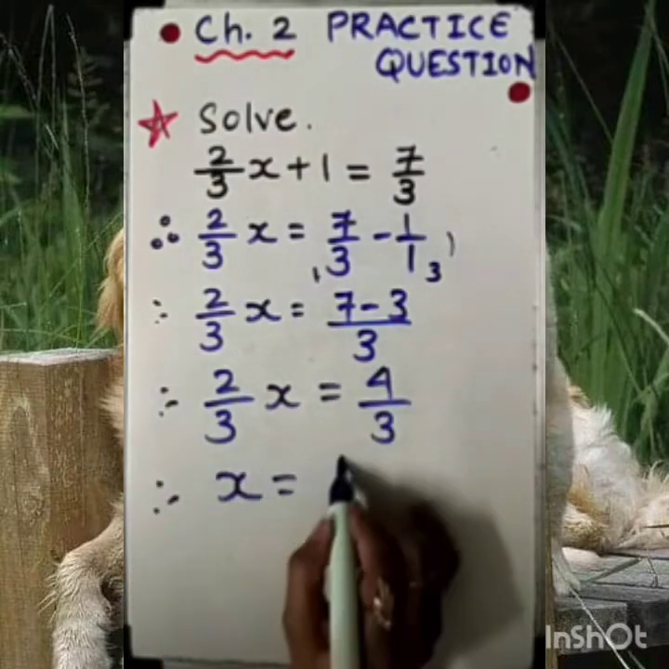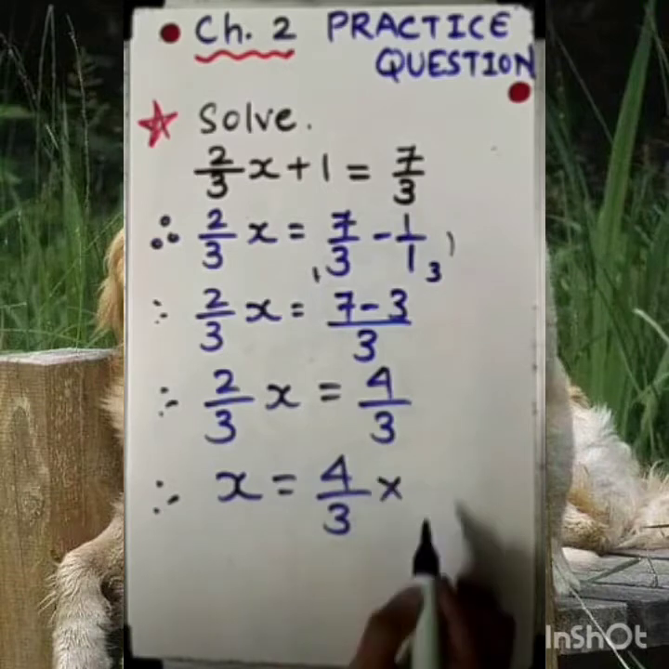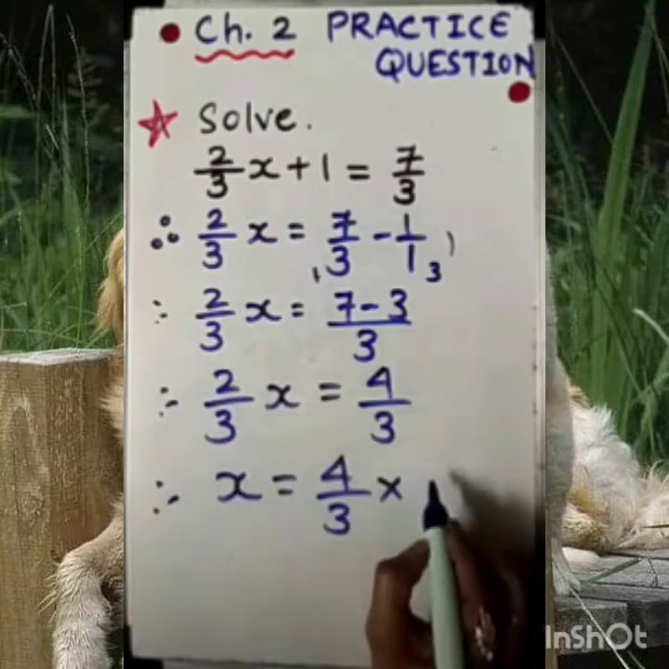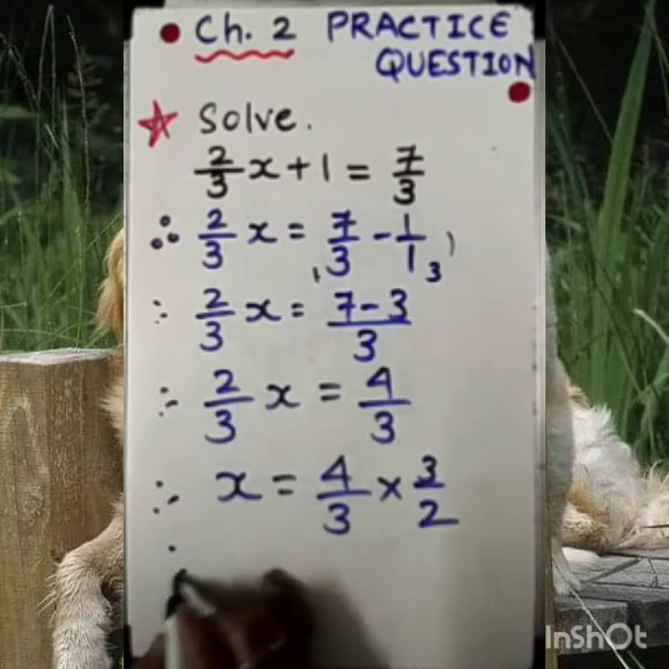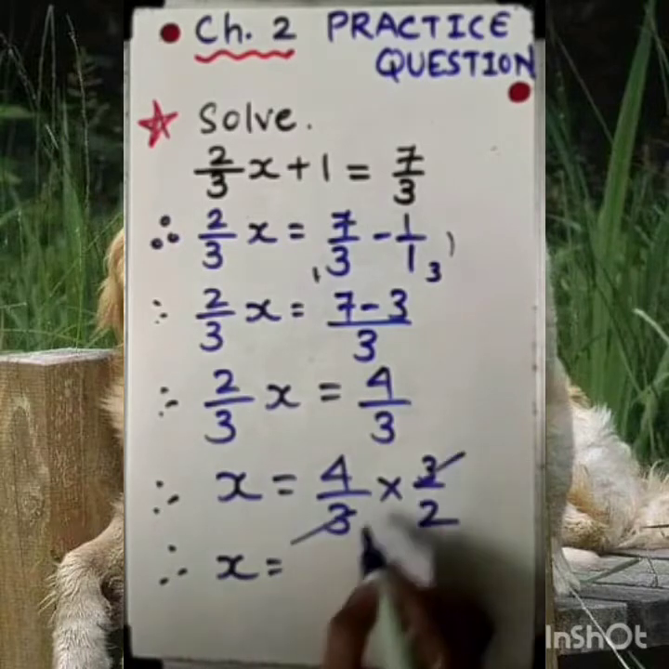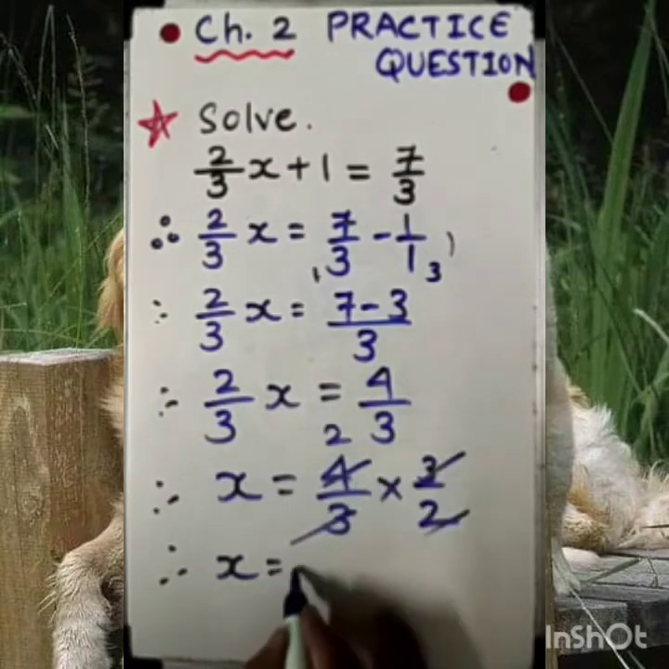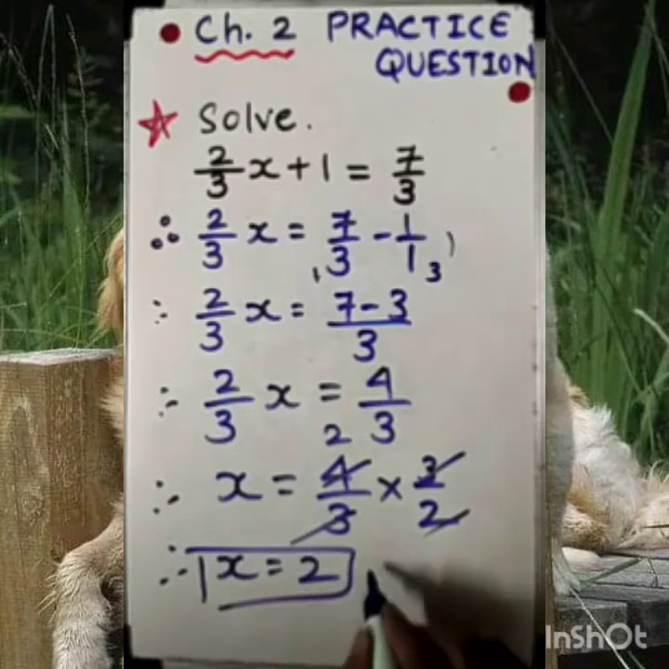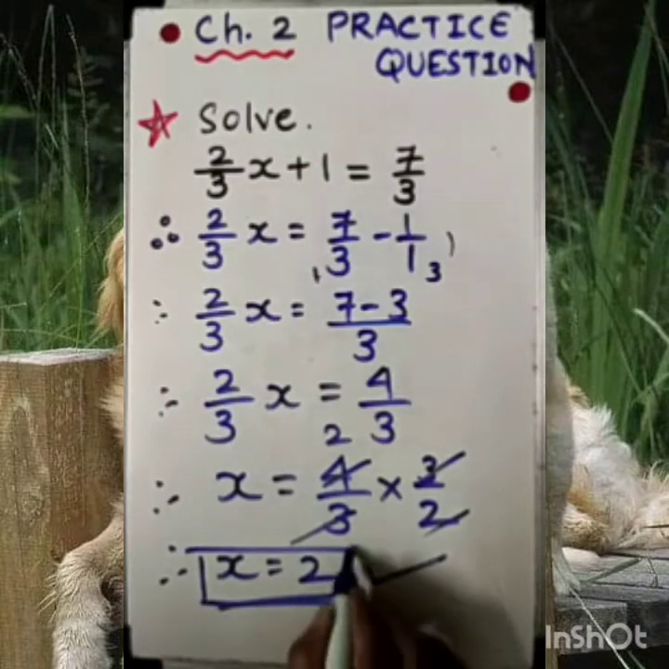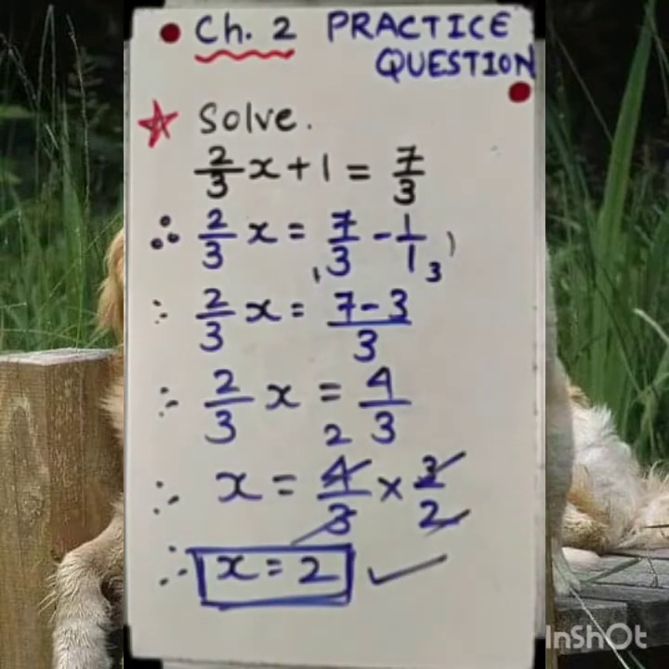So x equal to 4/3 times the reciprocal. What is the reciprocal of 2/3? It is 3/2. So let's simplify: 3, 3 cancel, 2 2s are 4. The value of x is equal to 2. So this is the required solution of the given question. Okay, let's move with the next.